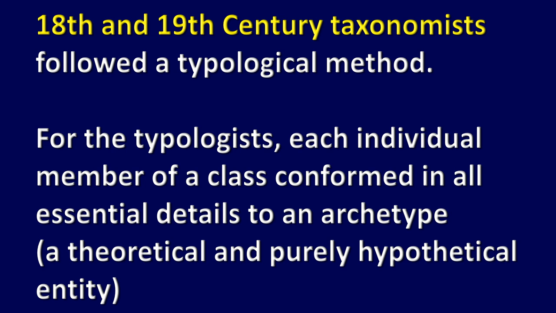So, 18th and 19th century taxonomists followed a typological method. That's how they did this classification, not based on evolution. So understand that too, because some people will say, well, the taxonomic system is based on evolution. No, not the one that's most primarily used. And what does typological method mean?